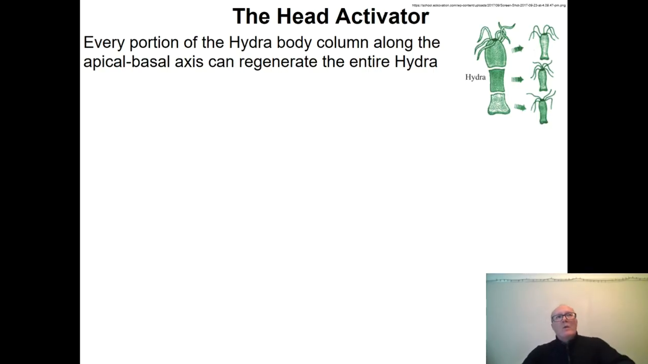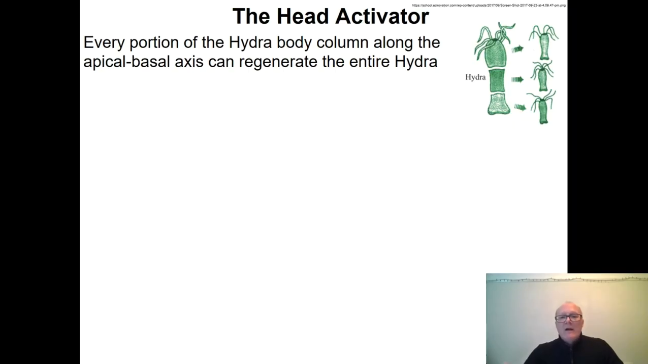Not only that, one thing that is remarkable is that each piece will produce the missing part of the Hydra. So, for example, the head part of Hydra will produce a missing foot, the foot part of Hydra will produce a missing head, and the middle part of Hydra will produce both the head and the foot. So the cells in the different parts of the animal must have a way to understand what tissue they need to regenerate.